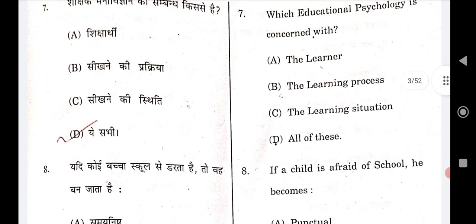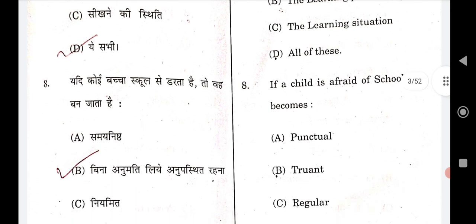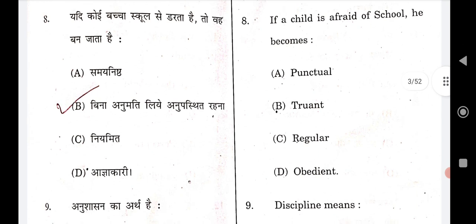Next question: educational psychology is concerned with? The correct option is all of these, that is the learner, the learning process and the learning situations. So D is the correct one here. Next question: if a child is afraid of school, he becomes truant. B is the correct option here.